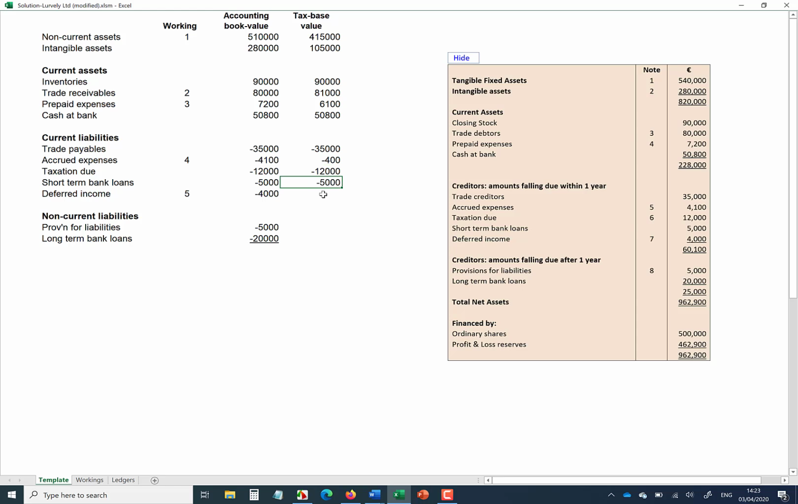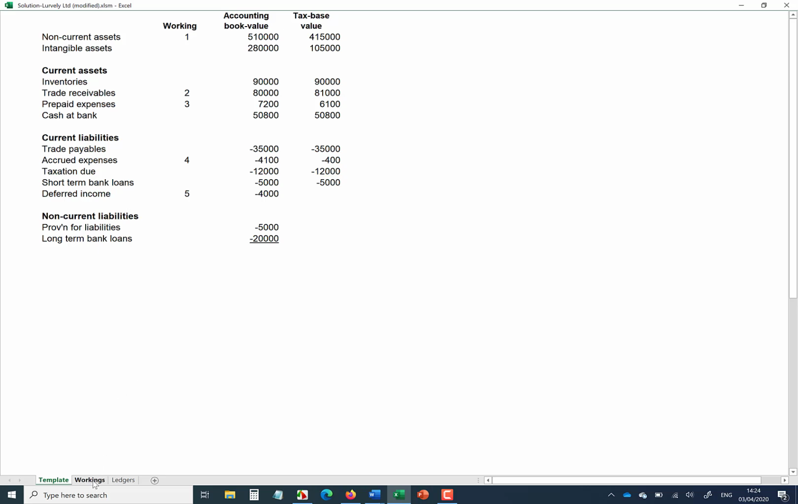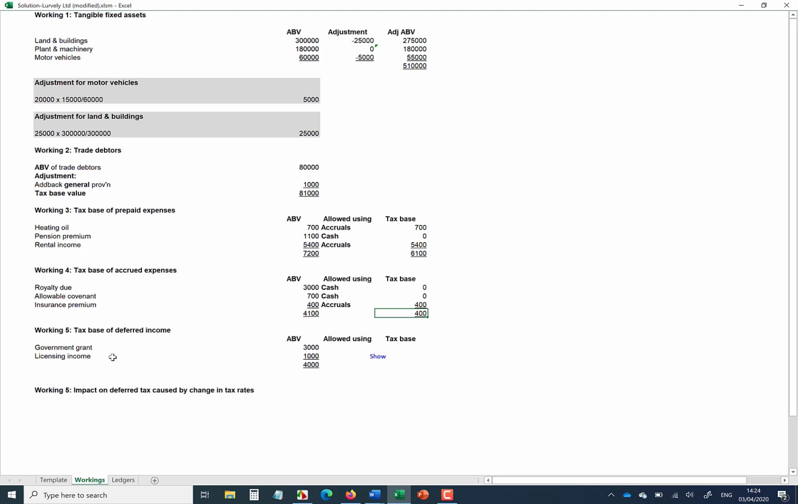Short-term loans, no issue. Deferred income, this is one of the new items I included in the modified question. So the deferred income of 4,000 consists of a government grant and licensing income. Now, government grants are in Ireland entirely exempt from tax, so they cannot give rise to a deferred tax liability. So the tax base must match the accounting book value. Now the licensing income, this is one that is new, we haven't seen before, and there's a very specific rule for that. It's kind of a special rule, as I've said here.